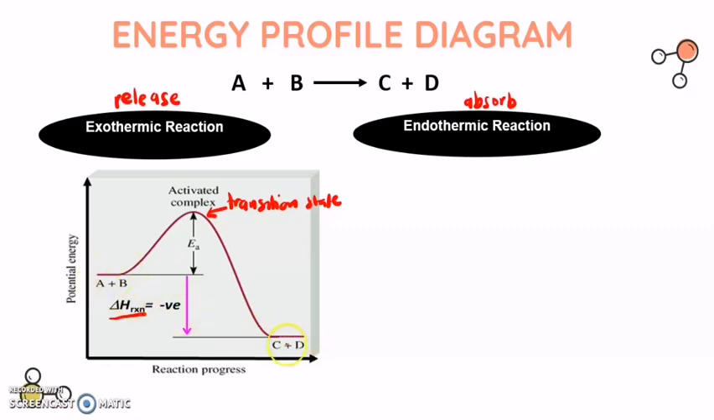Since for an exothermic reaction, the enthalpy of product is lower than the enthalpy of reactant, we will have a negative value. In the energy profile diagram, we will label the arrow down to show that energy is released, or energy is decreasing.